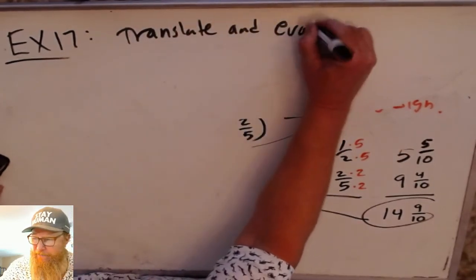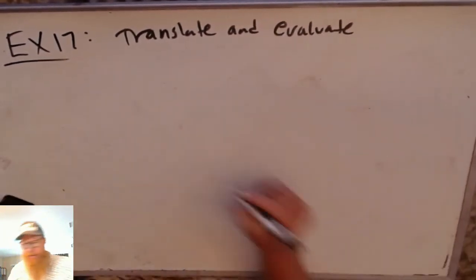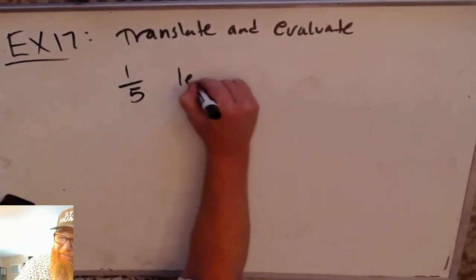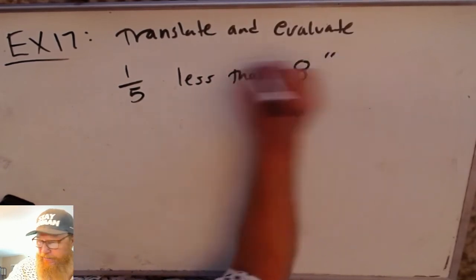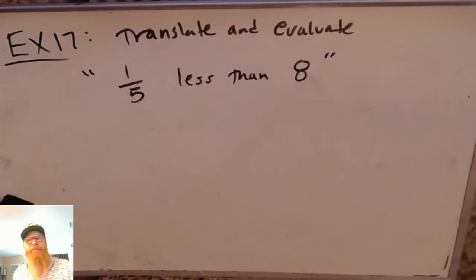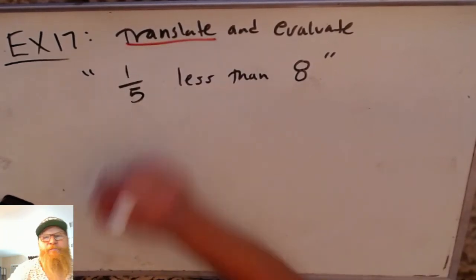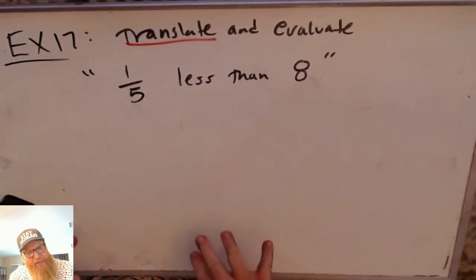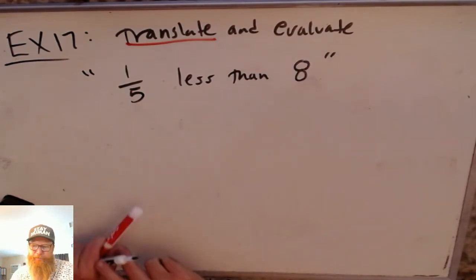Translate and evaluate. 1/5 less than 8. All right, so first let's translate. And then when we're done translating, let's evaluate, which means to find the actual value.